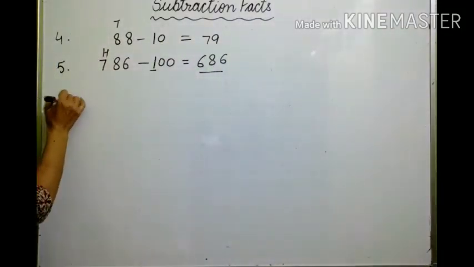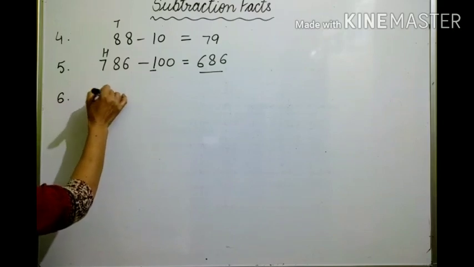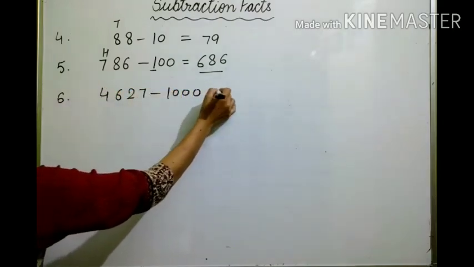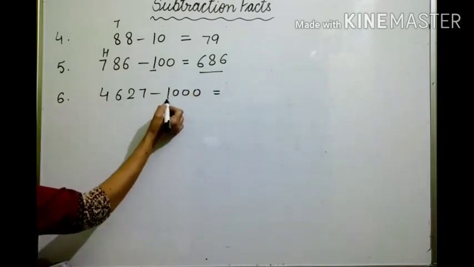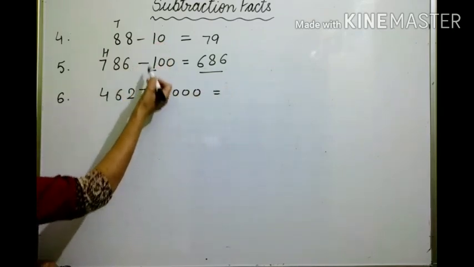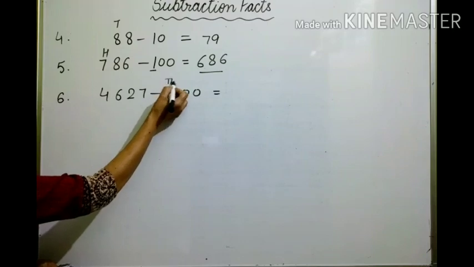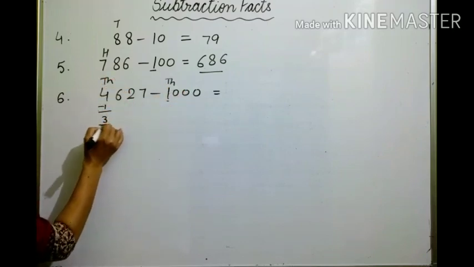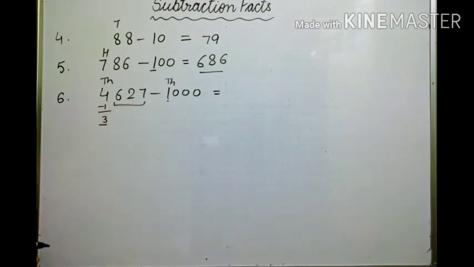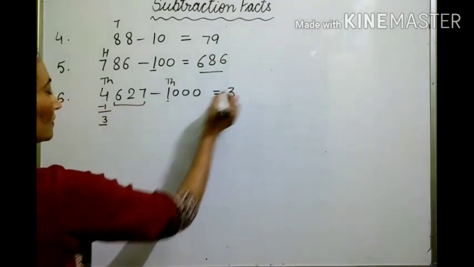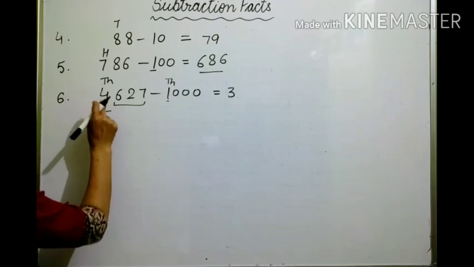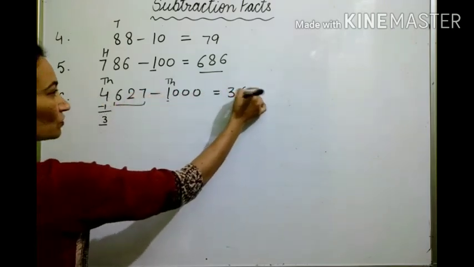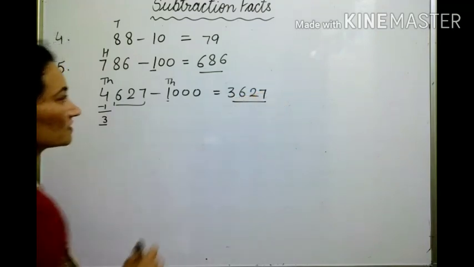Next is, if we subtract 1000 from any number, then as we have done in the upper examples, here the thousands place digit will decrease by 1 and other place digits will remain the same. So here it will be 4 minus 1 is 3 in our answer, and 6 and 7 will remain the same.